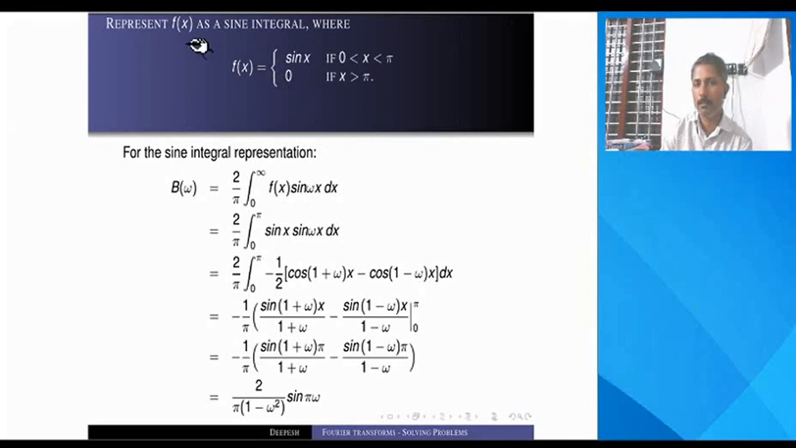And this is again a standard problem. You need to represent f of x as a sine integral, where f of x is given as sin x in the interval 0 to pi, and beyond pi it is 0. So you need to evaluate only from 0 to pi, and in that interval the function is sin x.